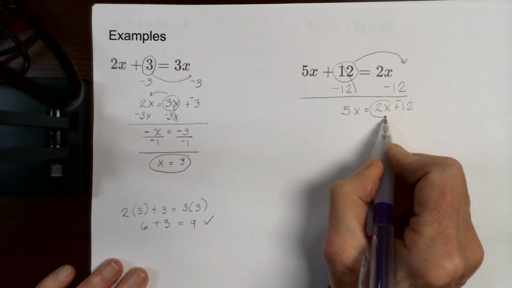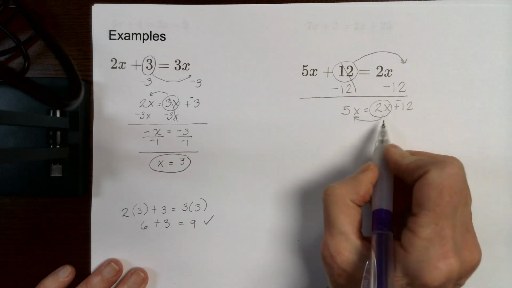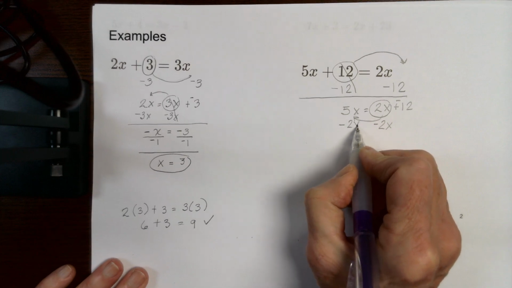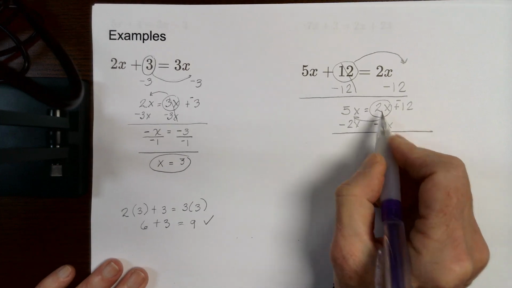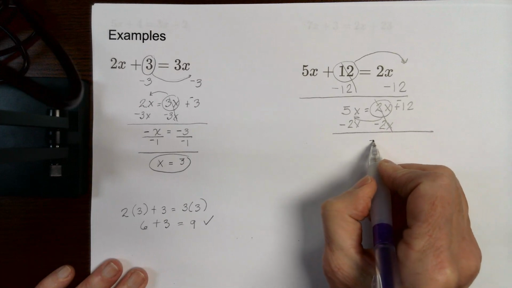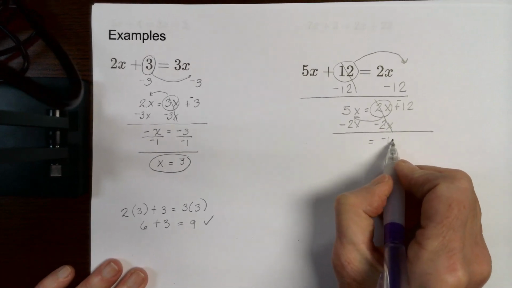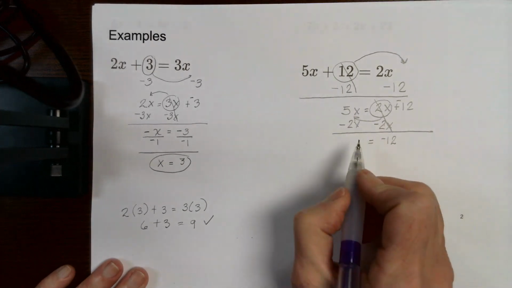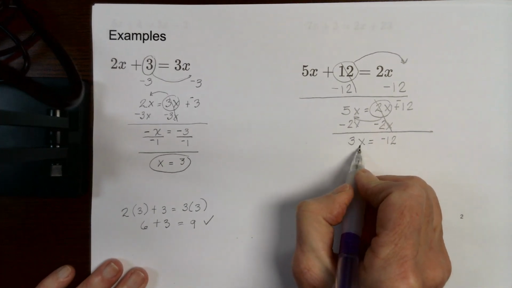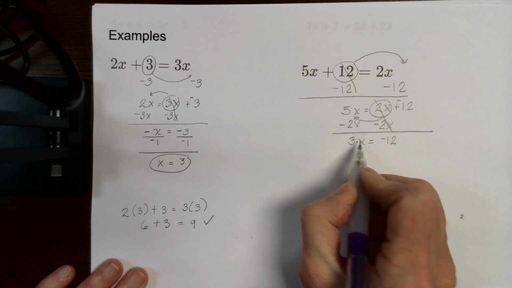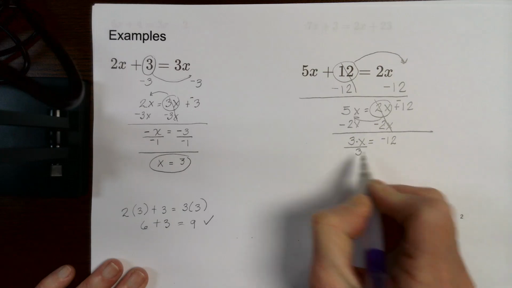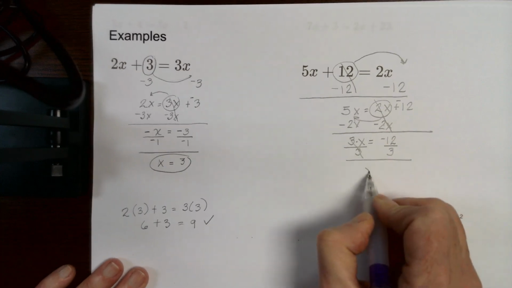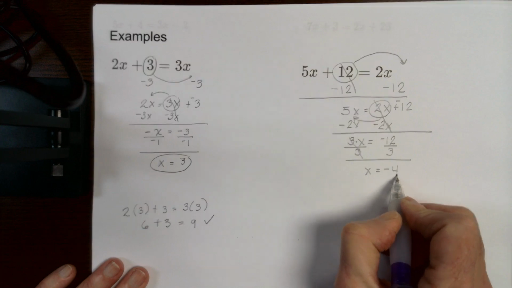I want to take this 2x and move it over here, so I'm going to add a negative 2x to both sides. So a positive 2x plus a negative 2x cancels each other out. So on the right-hand side, I have a negative 12. On the left-hand side, I have a 5x plus a negative 2x, which is going to give me a 3x. Well, the 3 is multiplied by the x, so the way you get rid of it is you divide. So I divide both sides by the 3, and I get x is equal to negative 4.